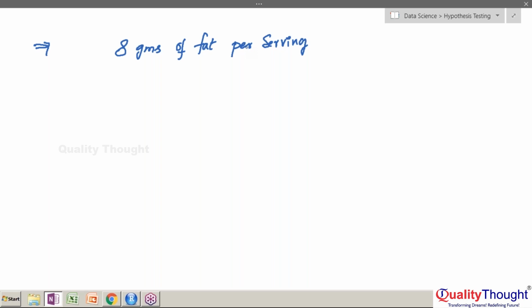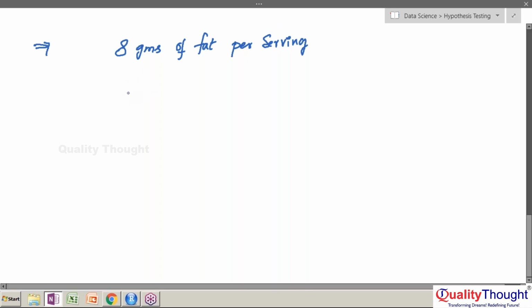So can you please verify H naught and the alternate hypothesis? Tell me this. Okay, H naught, Narayana is telling that it is 8 grams, right? Okay. What about the alternate hypothesis?